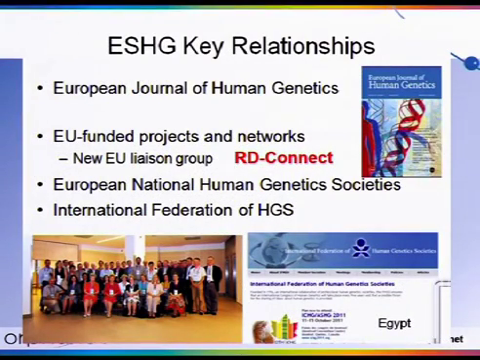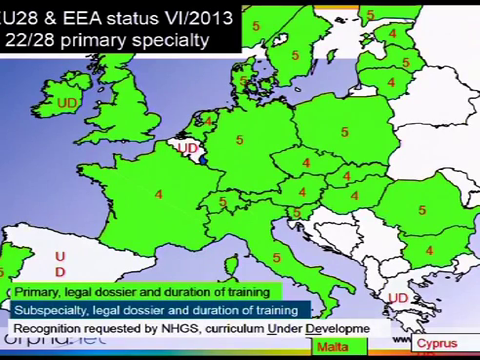Now, what are the key relationships of the European Society? There's a journal which you all know. You heard about RD Connect, but also we work with national human genetic societies, and it's quite a daunting task in Europe. It's not only EU 28 now, we have plus one with Croatia, but it's also with all the other countries in Europe, and it's 47 entities. And we also work in the International Federation of Human Genetic Societies, which, for instance, Egypt is part of, India, but unfortunately we don't have any representatives from the Gulf. You can see that we also aim at developing services in a way that we harmonize curricula for postgraduate education in medical genetics. And here in green, suffice to say, these are the countries which have medical genetics as a primary specialty.